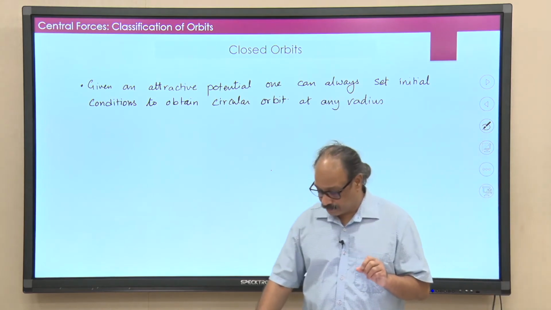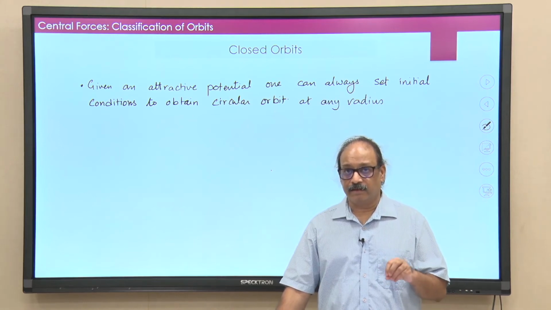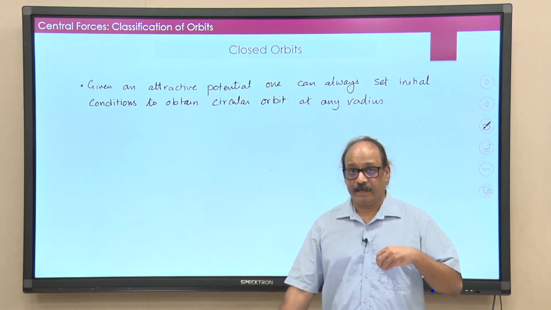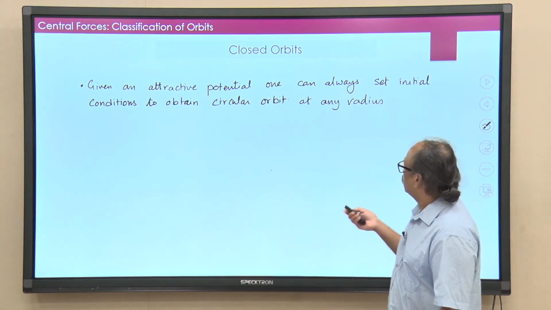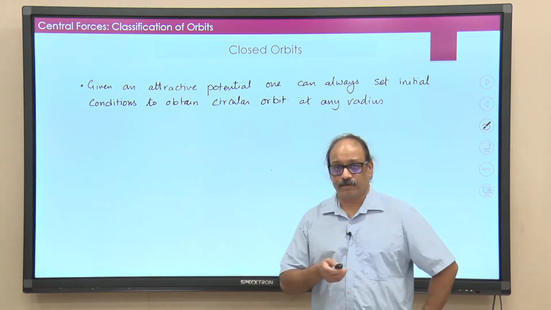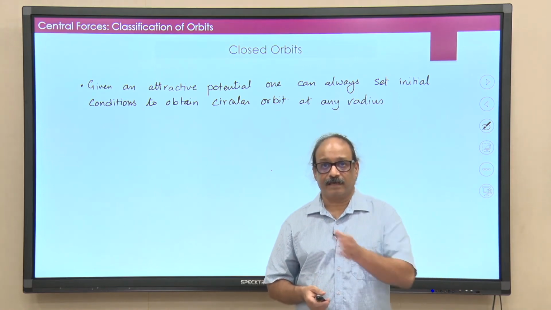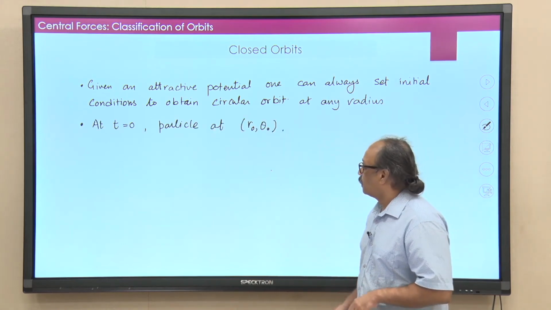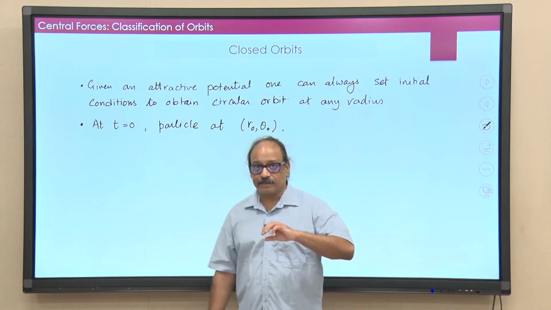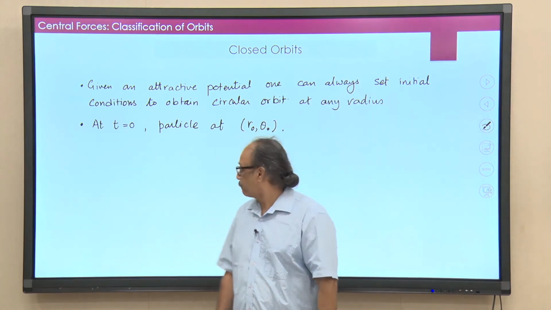Suppose my force is attractive, can I get a circular orbit at any distance, or is the distance fixed? In fact, it turns out that for any distance from the origin, you can construct a circular orbit of any radius if the force is attractive everywhere, and that you can do by something like this. If at t is equal to 0, I want to set this particle in motion in such a way that it follows a circular orbit.